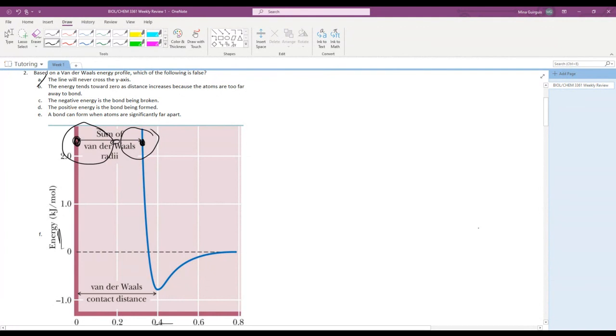B, the energy tends towards 0 as the distance increases because the atoms are too far away to bond. Okay, so that's a really wordy one. So I'm just going to go piece by piece. The energy tends towards 0 as distance increases. So I'm looking at my x-axis because x is distance. As it increases, yeah, we're tending toward this 0 line. Okay, and why is that? Yes, it is because the atoms are too far away to bond.